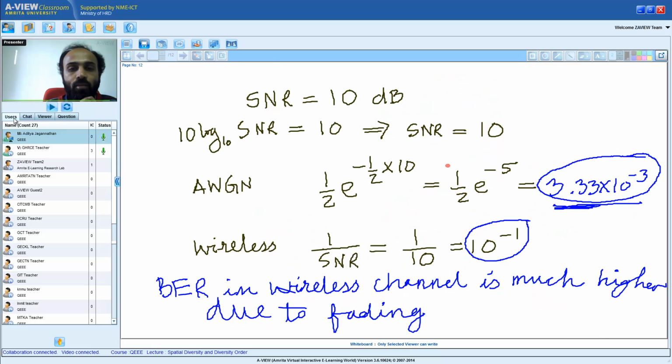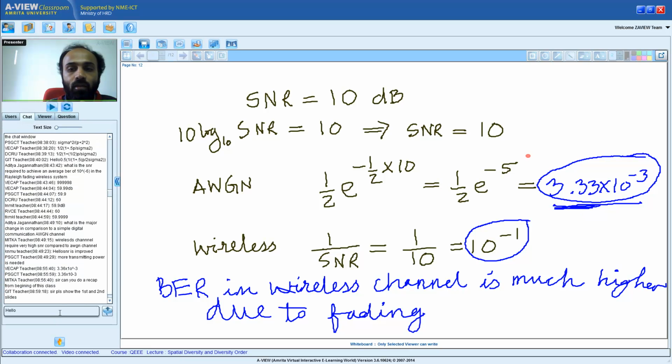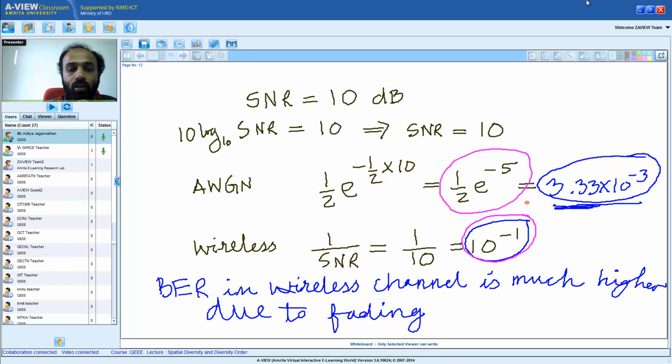We have done another example. In an AWGN channel, the bit error rate is half e to the power of minus 5, and in wireless the bit error rate is 10 power minus 1.